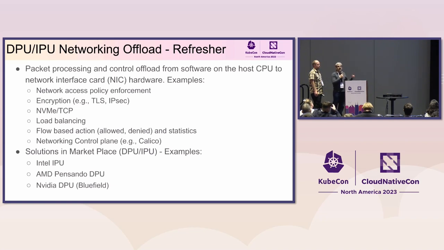I'll use Calico here because some of the experiments that I'm going to share a bit later are based on Calico. There are some solutions that exist in the marketplace for DPU and IPU from several vendors. Here are examples: the Intel IPU, which is a product available from Intel, the AMD Pensando DPU, as well as NVIDIA.